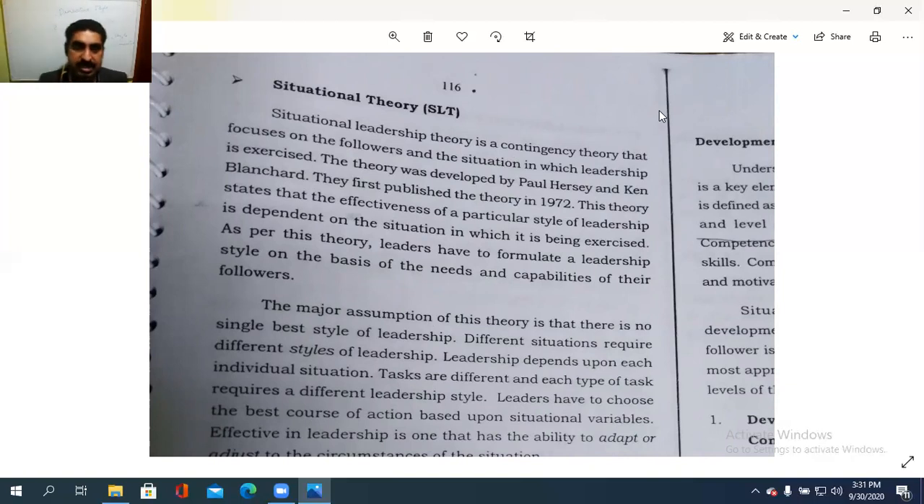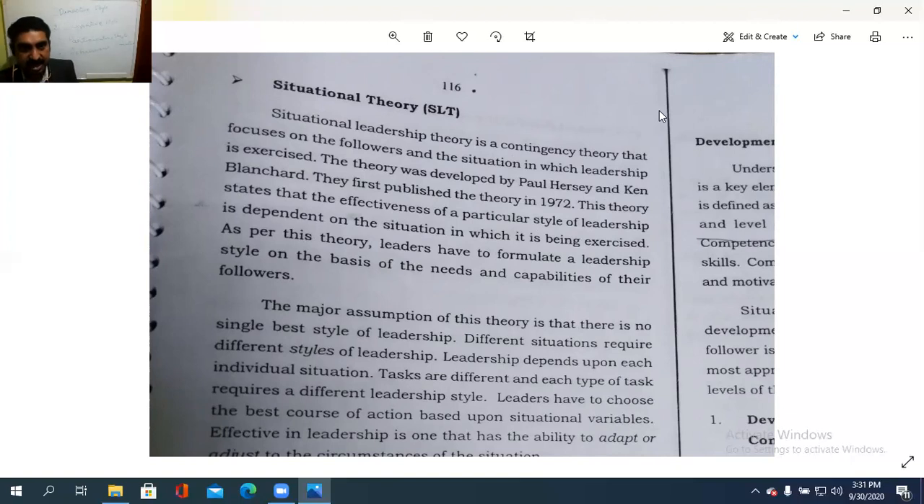It is also a contingency theory that focuses on the followers and the situation in which the leadership is exercised. Based on the situation, how a leader or a follower behaves in achieving the goals, isn't it? So that is the case with the situational theory, SLT. That is the situational leadership theory. This theory was developed by Paul Hersey and Ken Blanchard. They first published the theory in 1972.